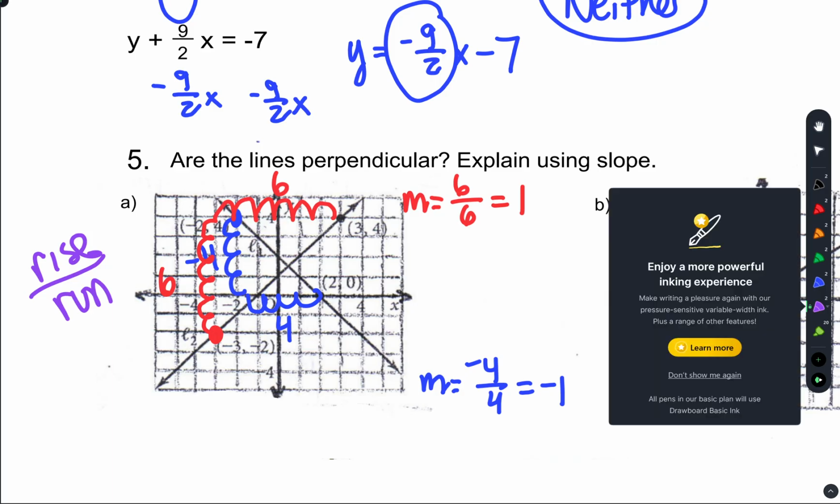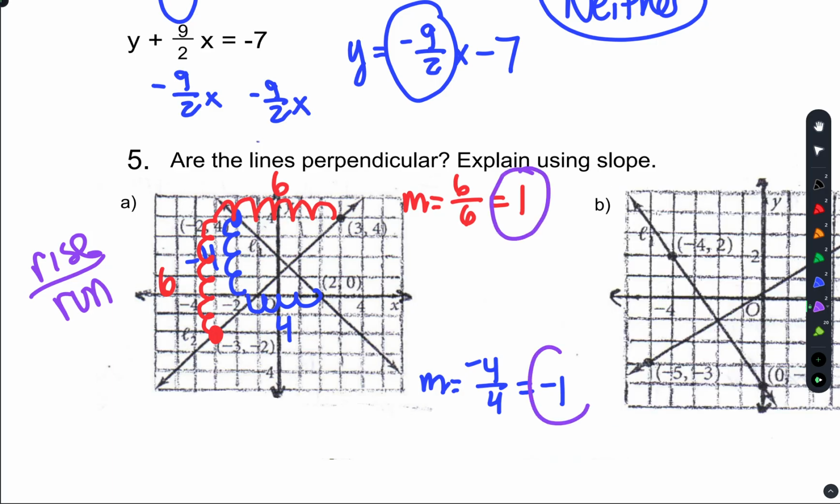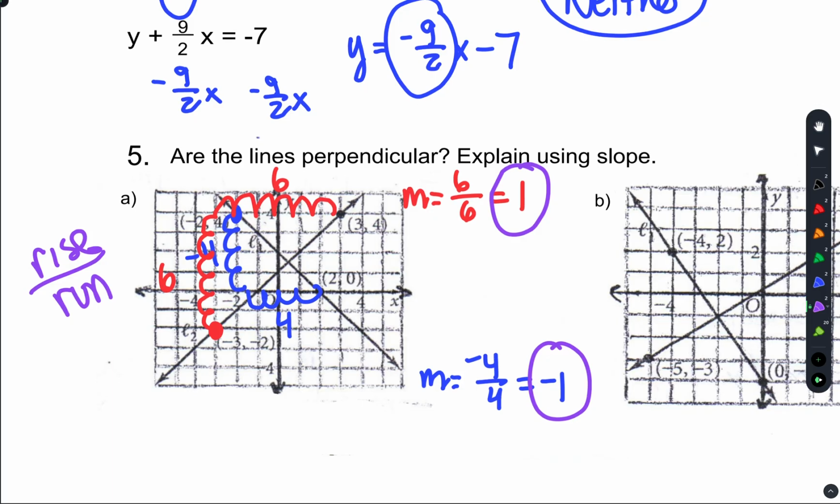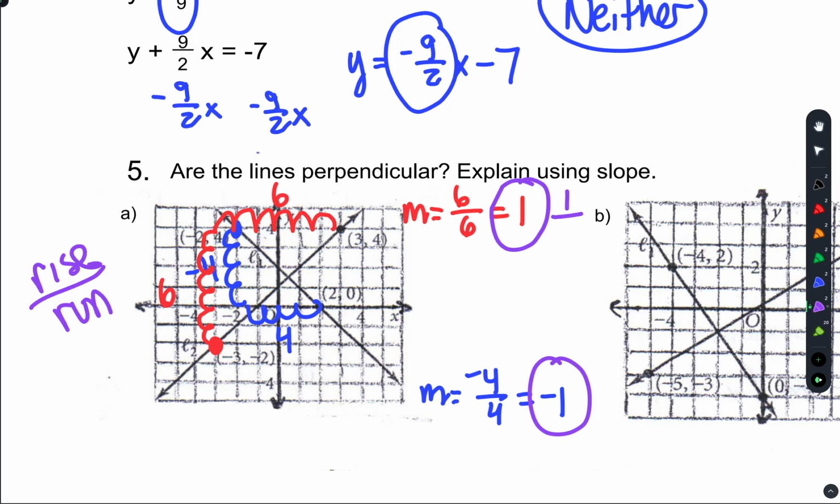Are these perpendicular? They're opposite reciprocals. We can't tell that they're opposite reciprocals because they're 1, but they are definitely opposites. And if I were to write them as fractions, 1 over 1 and negative 1 over 1, those are opposite reciprocals. So yes, these guys are perpendicular.